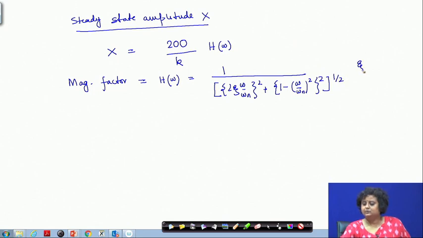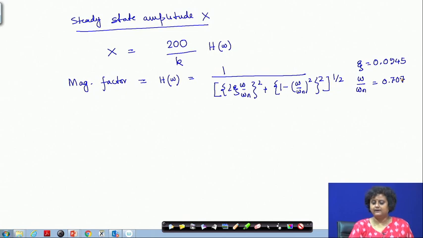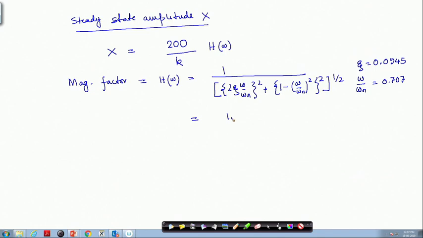So, here I know the value of zeta, which is 0.0945. I know the value of frequency ratio omega by omega n, which is 0.707. So, if I plug in these values, I get the value of H omega as 1.932. Okay. So, once I know the value of H omega, I can directly evaluate this as 200 Newton.